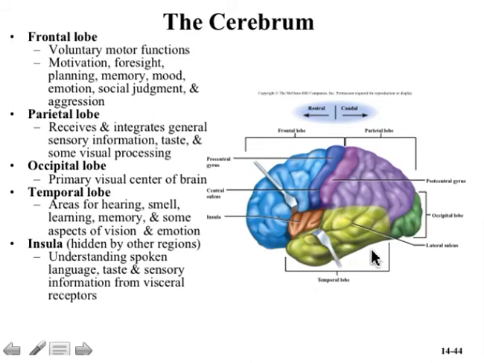The temporal lobe is pretty close to the vestibulocochlear nerve. Your ears are just lateral to the temporal lobe, so it's not surprising that a lot of our interpretation of sound and our receiving of sound input and integrating of sound input happens in the temporal lobe as well.